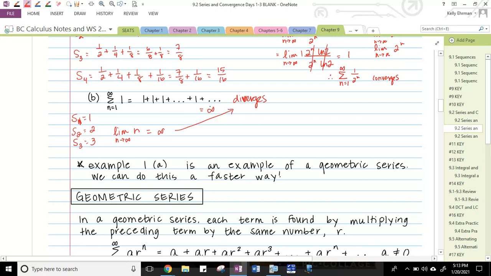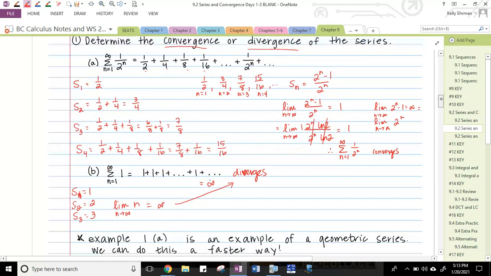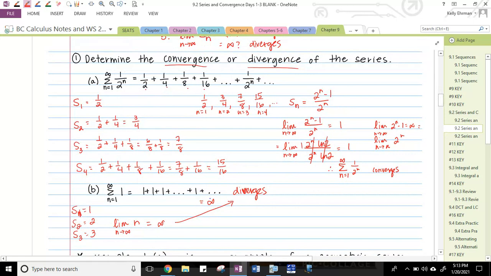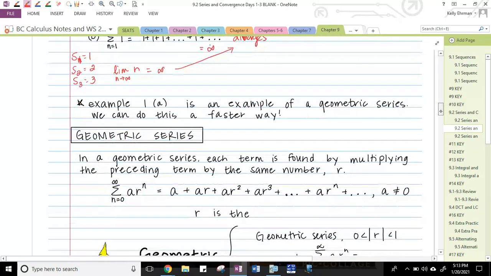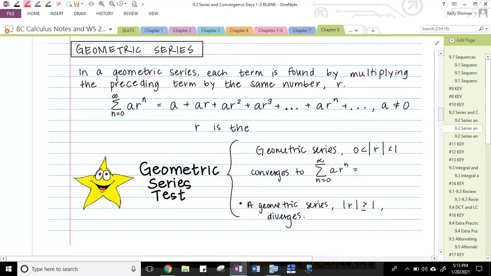It converges. All right, so example 1a is an example of a geometric series. So we're going to talk about how to do this a faster way. This is why I didn't want to answer this yet. I don't want to always have to do L'Hopital's. Okay. First of all, what is a geometric series? What does it look like? So in a geometric series, each term is found by multiplying the preceding term by the same number, and that number would be r.